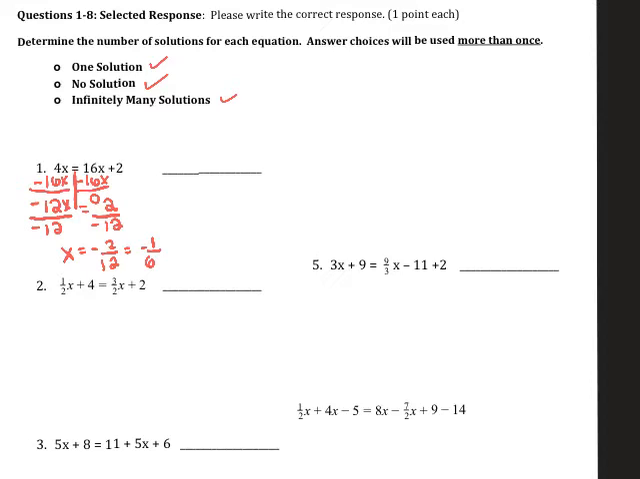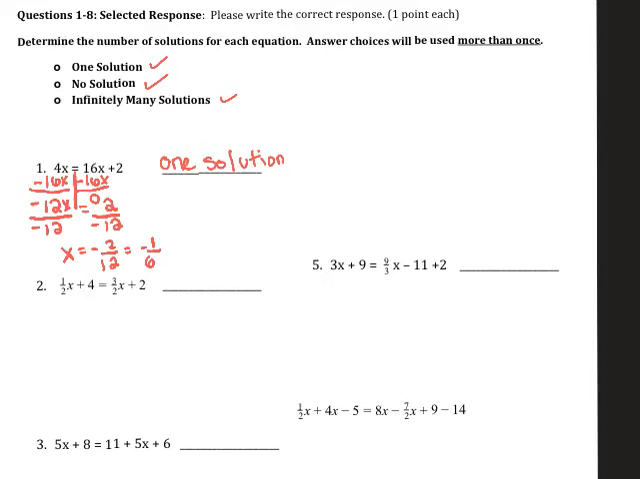So here, what is this? This is going to be one solution. You have an x you had to solve for. And at what step could we see that that was true? Well, pretty much from the very beginning.